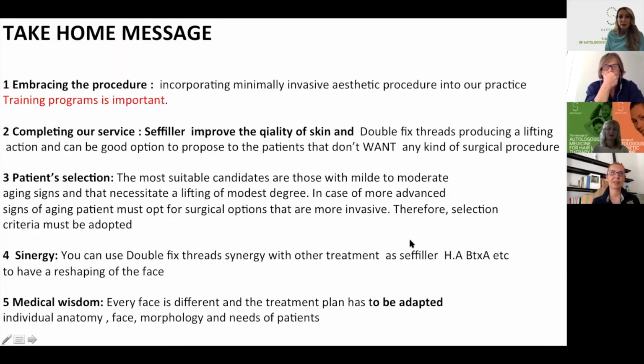The combination you can do in the same session or in 2 sessions, depending on the patient, depending on what you want to do. Normally, I prefer 2 sessions, but if it's possible, you want to improve the zygomatic area and then you want to improve the jawline, you combine SEFFILLER in the upper part of the face and threads in the lower face. Take home this message: embracing the procedure, incorporating a minimally invasive procedure, and it's very important the training program. First, you have to do the training.